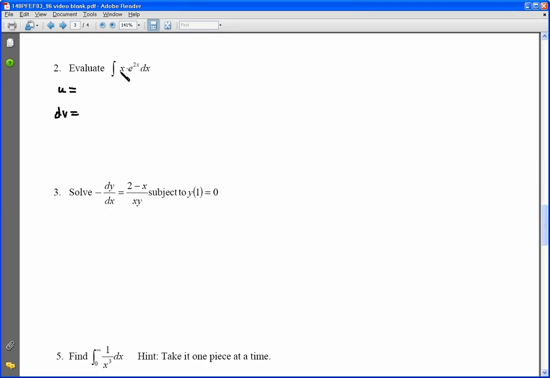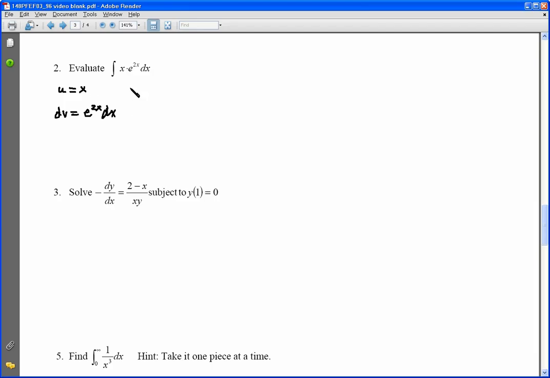Well, if you differentiate x, you get a simpler derivative. If you differentiate e to the 2x, it's basically e to the 2x times 2, which is about the same. And dv, well, both of these are easy to integrate, but if you integrate this one, it doesn't get more complicated. Here, you get an x squared over 2, so you're increasing the power. So we want to let u equal x, and our dv is going to be e to the 2x dx.